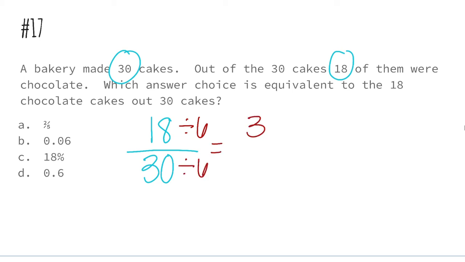18 divided by 6 is 3. 30 divided by 6 is 5. So 3/5 of them were chocolate. So this A says 2/5, so that's wrong. Okay, let's find the decimal and the percent.